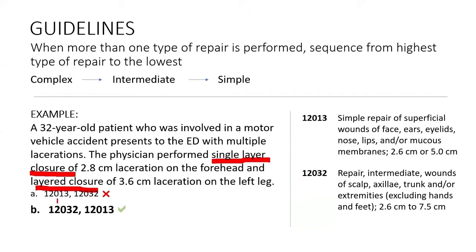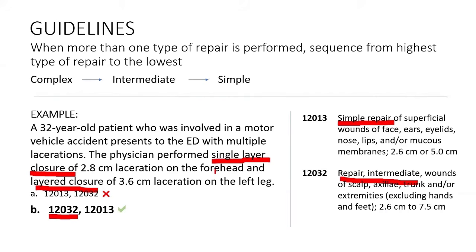As you can see, option A is wrong because 12013 is a simple repair. The option should have started with intermediate repair. So option B is the appropriate option for this example. 12032 is an intermediate repair. I hope you understood the first guideline.